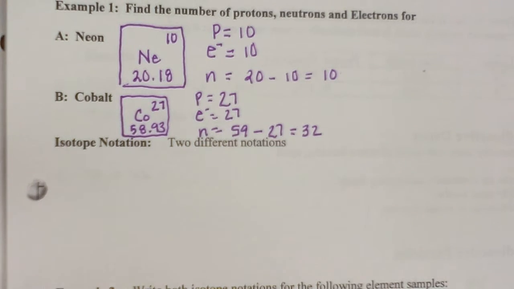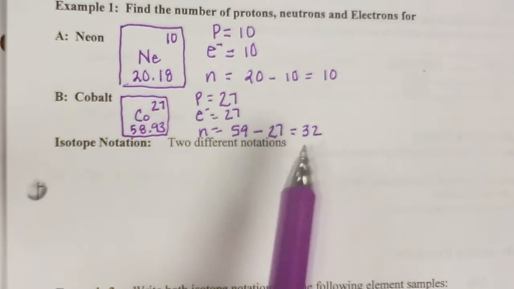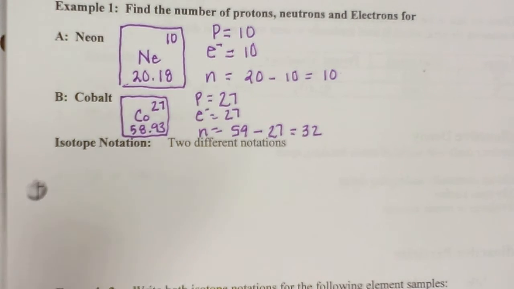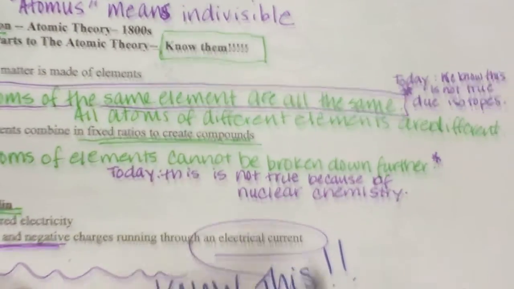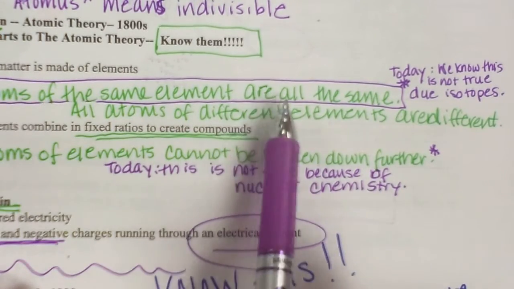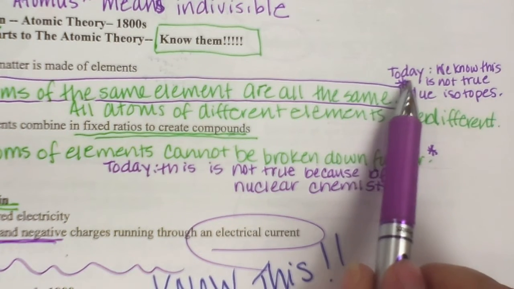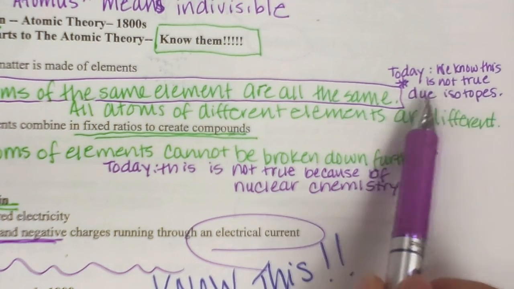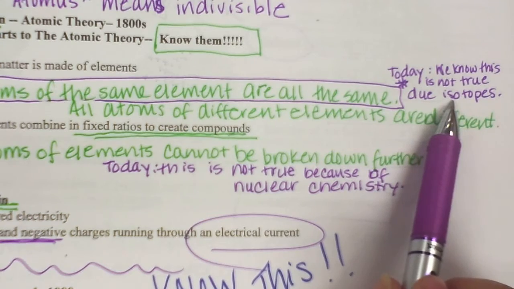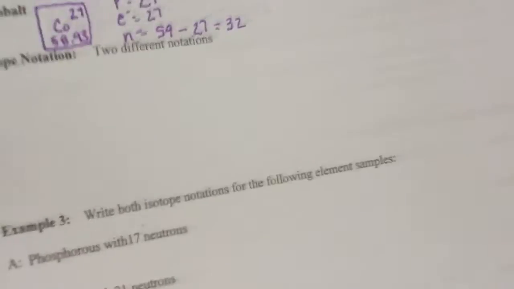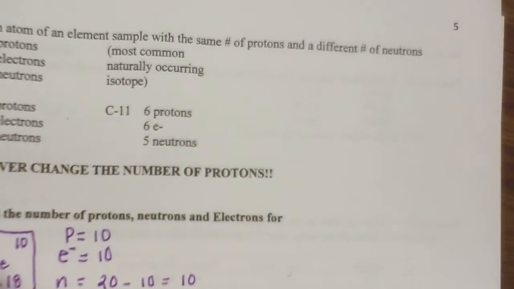All right. Now, sometimes it works out that the box on the periodic table is not the right numbers. That's because, remember when Dalton said atoms of the same element are all the same, and I put a little asterisk there and said, today we know this is not true due to isotopes. So let's find out a little bit about isotopes. Now we're going to go to the top of the page.